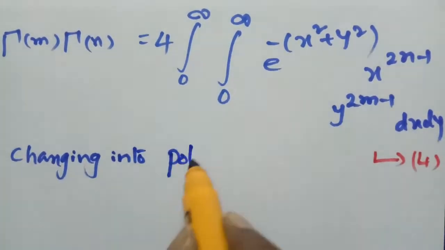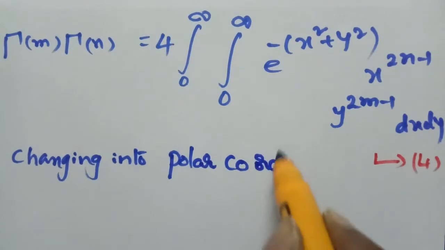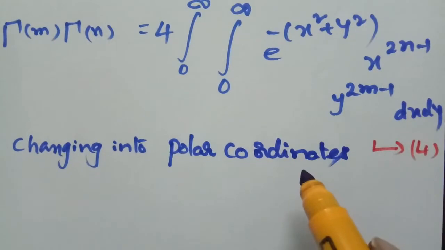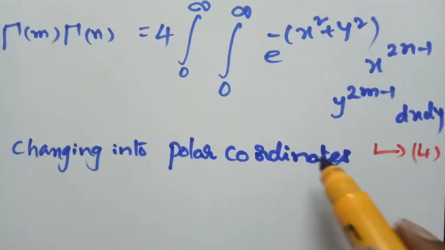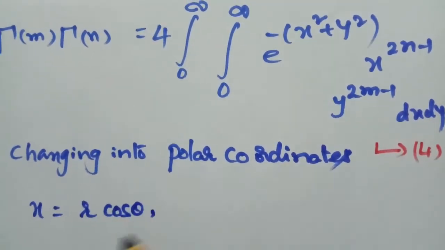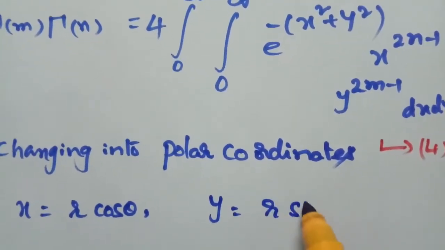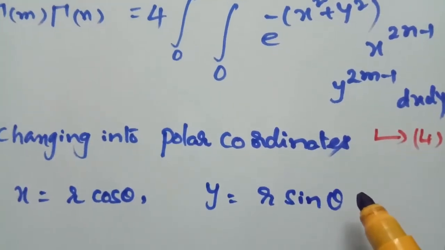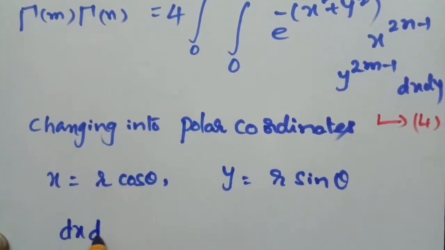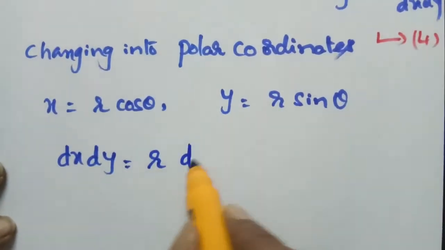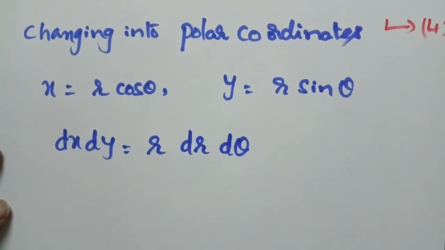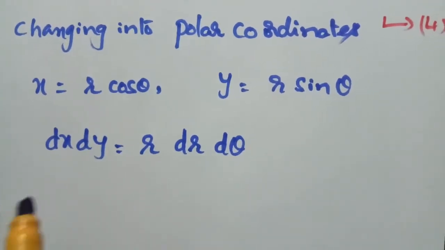Polar coordinates. That means changing to polar coordinates from Cartesian, the substitution is x equal to r cos theta and y equal to r sin theta. By Jacobian, we already discussed Jacobian. So dx dy is equal to r dr d theta. We already discussed the Jacobian in the partial differentiation chapter.